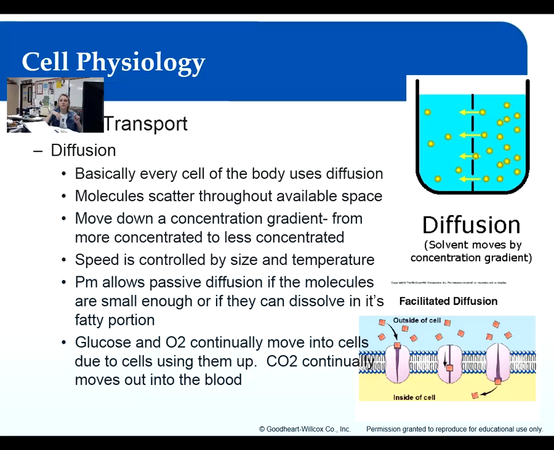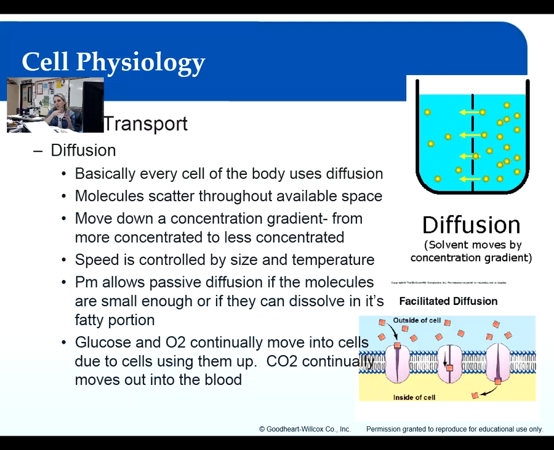Okay, notice it says it moves down a concentration gradient. So your concentration is basically the strength of the solute in the solvent. If we're talking about my glass of salt water, the concentration is the strength of the salt in the water. Down a concentration gradient means that if we have a permeable membrane, things are automatically going to move from an area of high concentration to an area of low concentration until they're equal.